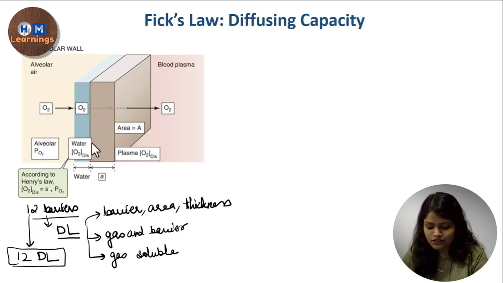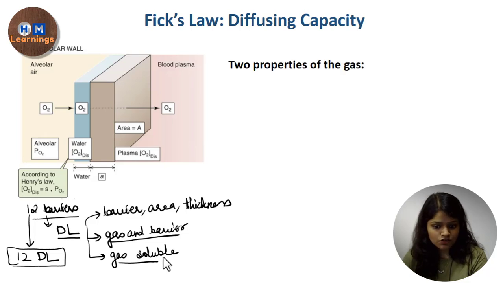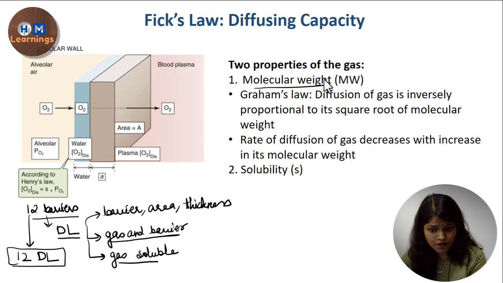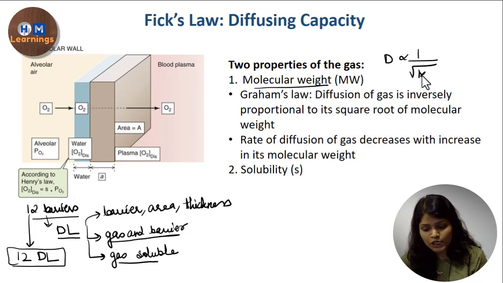So for that, what does the diffusing capacity include? It includes the properties of the gas. The first is the molecular weight of the gas. The more the molecular weight, the more time it takes for the gas to diffuse. Diffusion of the gas is inversely proportional to the square root of the molecular weight of the gas. More time will be taken by a gas to diffuse across the barrier if the molecular weight is more. Now, what about the solubility?